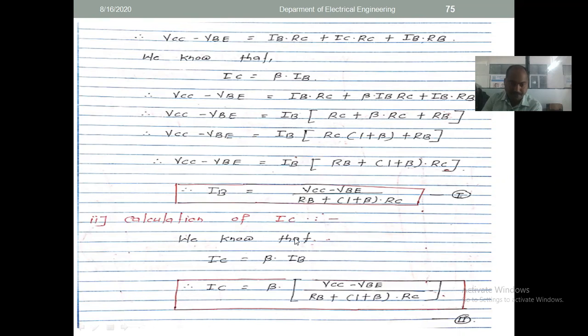Now we know that IC is nothing but beta times IB. So IC equals beta times the equation we got, that is VCC minus VB divided by RB plus 1 plus beta into RC. This is the calculation for IC.